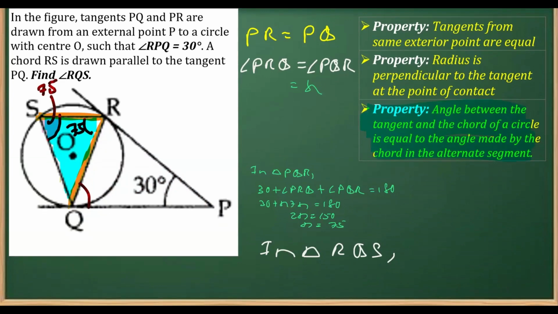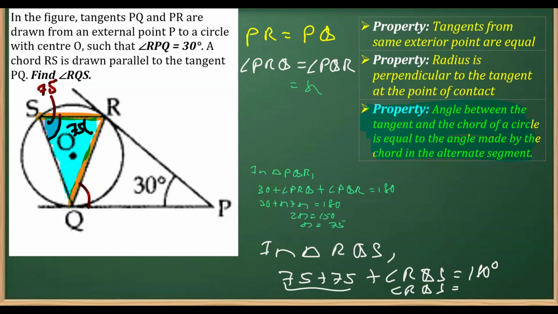So if two angles are 75, I'll state it straight away. You do it in the exam properly. I'll just talk about the concept. The sum in RQS is equal to 180 degrees. So 75 plus 75 is 150, and 180 minus 150 is 30 degrees. We got this angle. This is what we had to determine. And we got this as 30 degrees. This should be the answer.